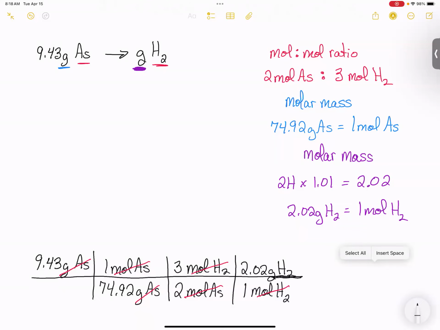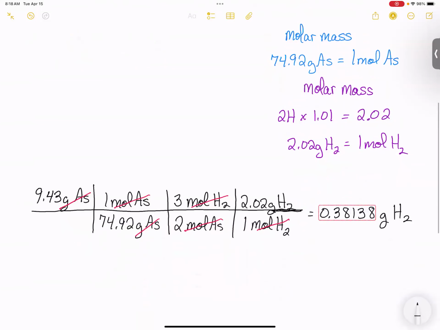And when you key this into the calculator, you get 0.38138 grams of hydrogen. Now we do have to pay attention to significant digits.